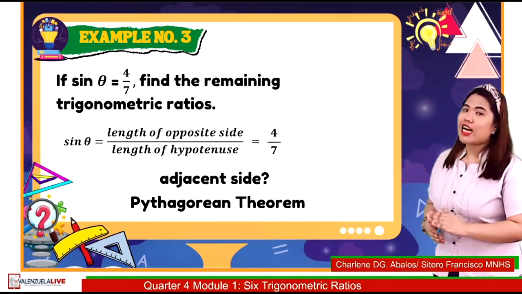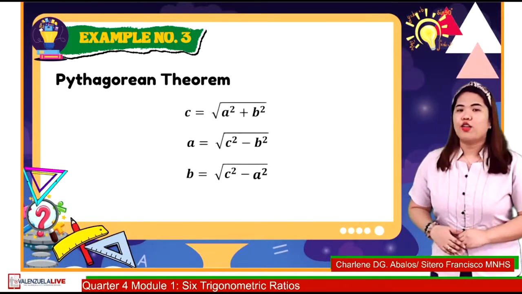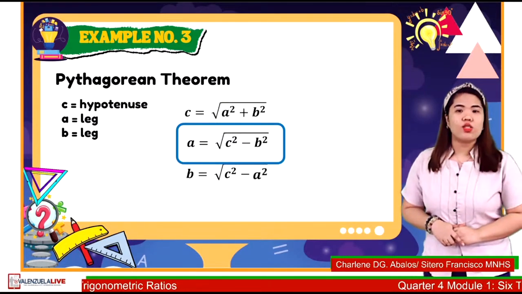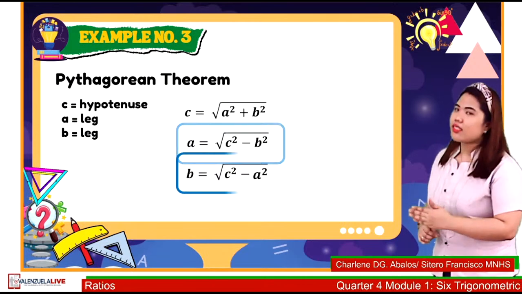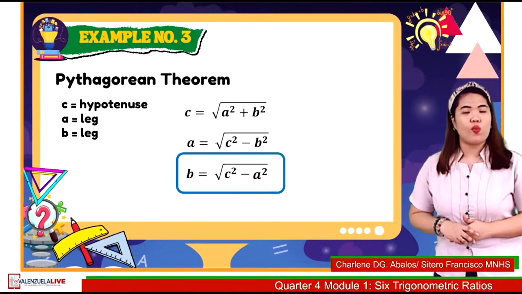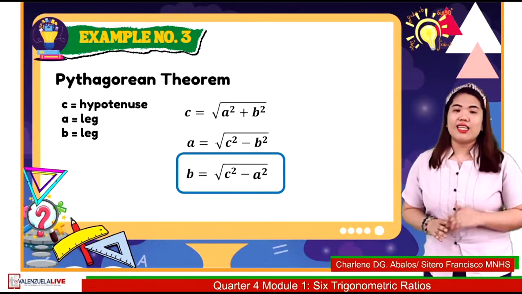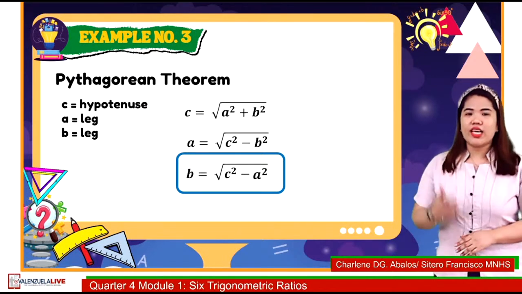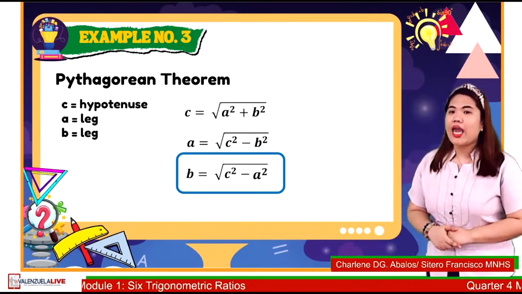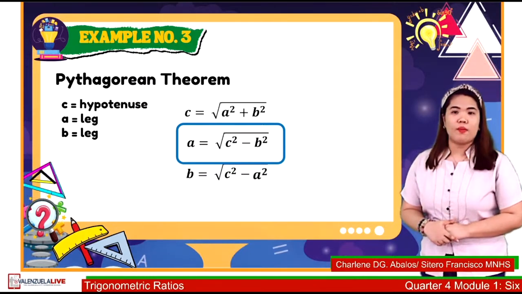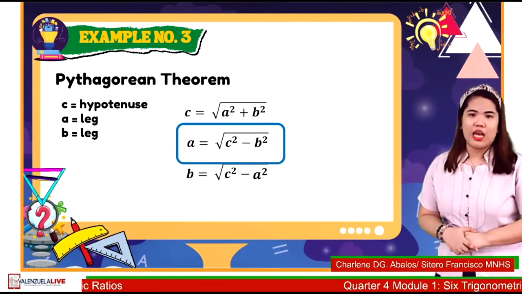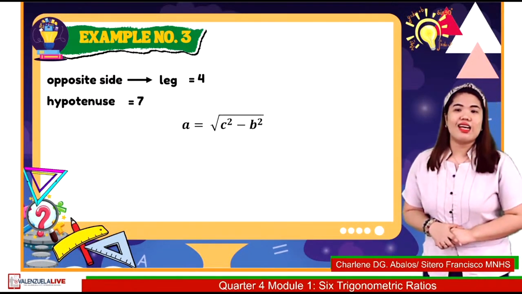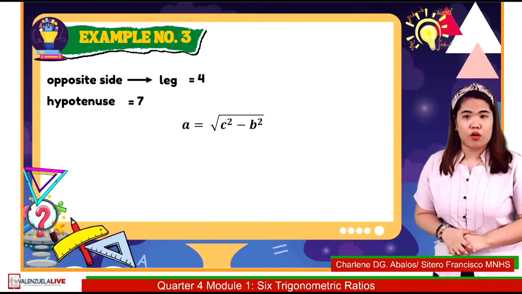The adjacent side is considered as a leg of the triangle. Therefore, we may use A is equal to the square root of C squared minus B squared, or B is equal to the square root of C squared minus A squared, since A and B are the representations for the legs of the triangle. With this example, let's use A is equal to the square root of C squared minus B squared. Substitute 4 as the length of the opposite side and 7 as the length of the hypotenuse in the given formula.